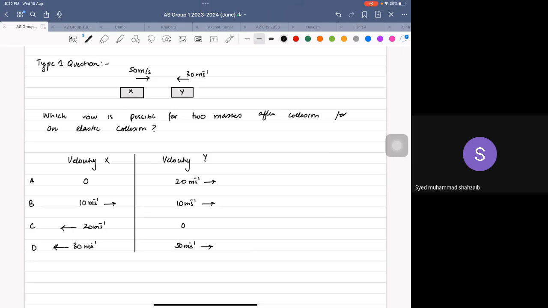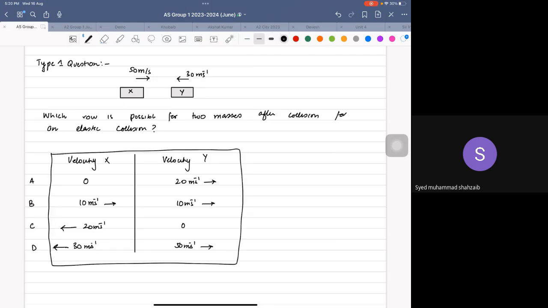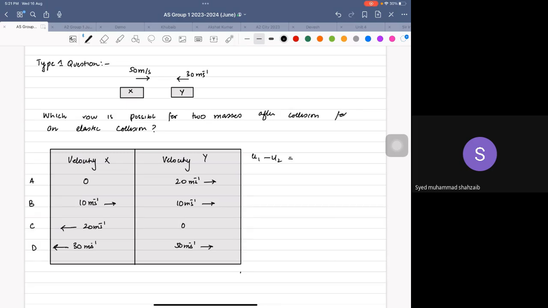Now everyone, please focus here. First of all, you need to understand that what they require is an elastic collision. Elastic collision means that the value of u1 minus u2 should be equal to v2 minus v1. This should be upheld at all times if this is elastic.